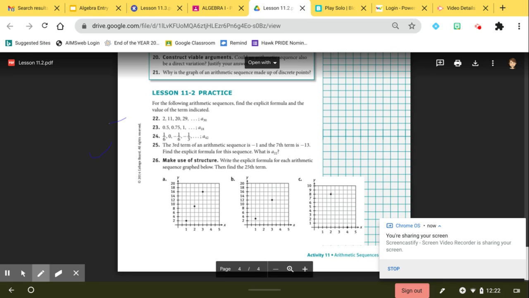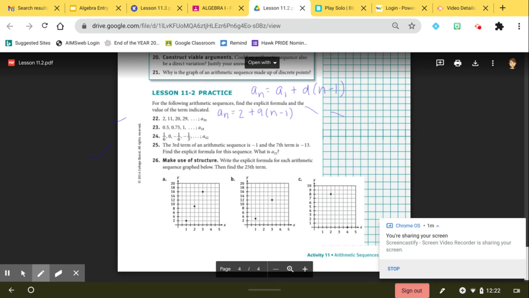So remember, my arithmetic sequence explicit formulas are always a sub n is equal to the first term plus my common difference times n minus 1. So really, I just need to identify my first term and my common difference. For this first one, my first term is 2. So a sub n is equal to 2 plus my common difference, well, I'm going up by 9, so plus 9 times n minus 1.